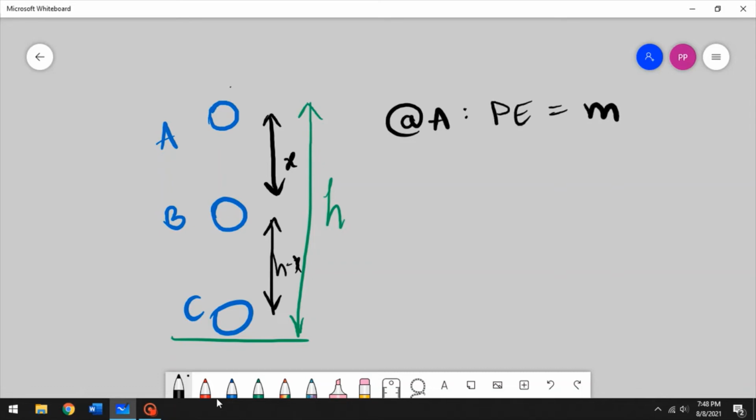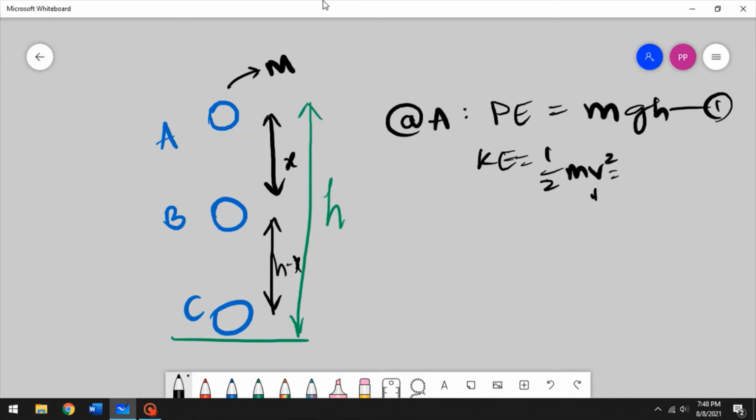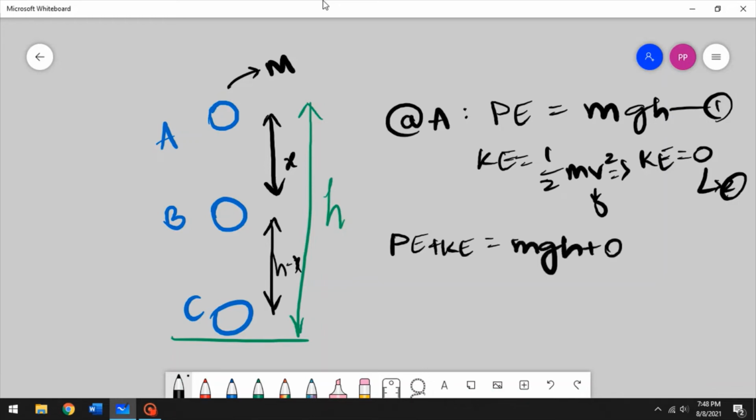So the mass of this object is m. At all 3 instances it is m because it's the same object. Potential energy is mgh. That is equation 1. Kinetic energy is half mv squared, and v squared is 0, so kinetic energy is 0. Alright, this is equation 2. So at A, potential energy plus kinetic energy is mgh plus 0, which happens to be mgh. So that is at A.